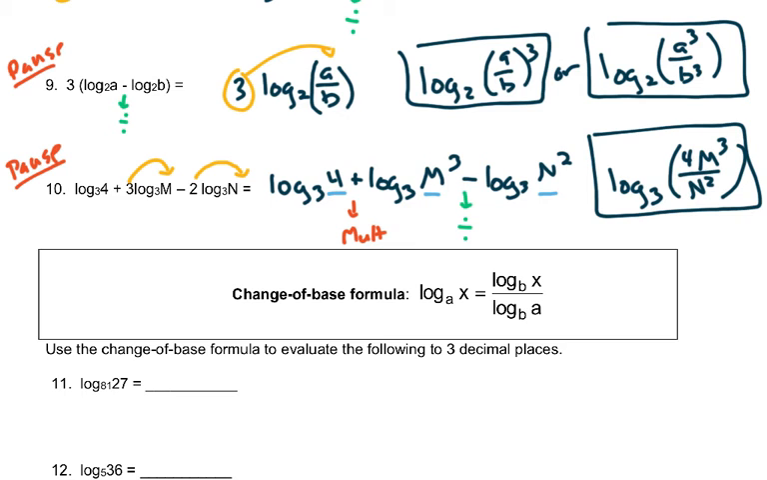All right, so we should get, as our final answer, log base 3 of 4m cubed over n squared. First thing I did is I took numbers in front and moved them up as exponents. And then remember, adding means we multiply, subtracting means we're dividing. So I'm multiplying 4 and m cubed, and I'm dividing by n squared.